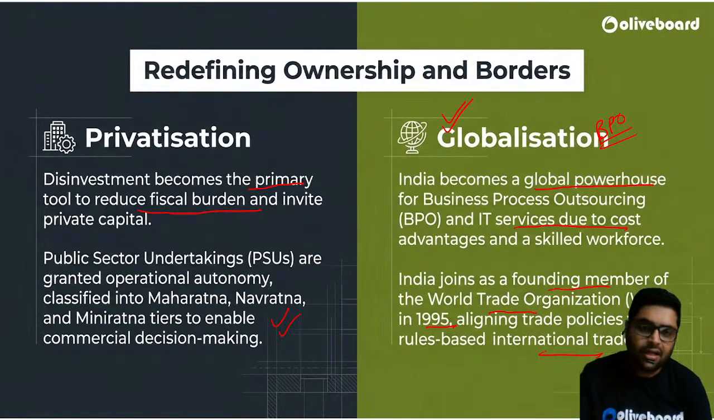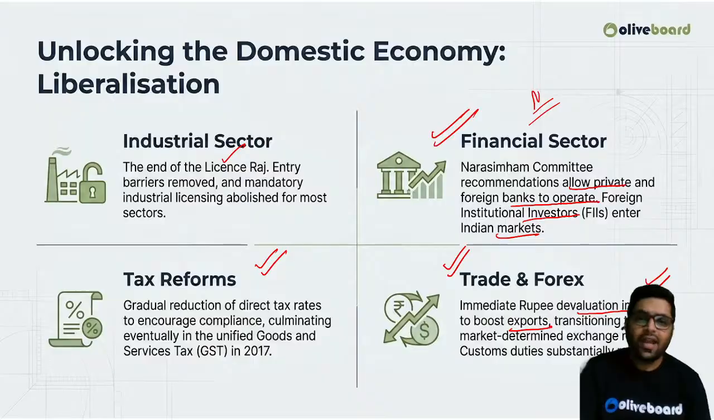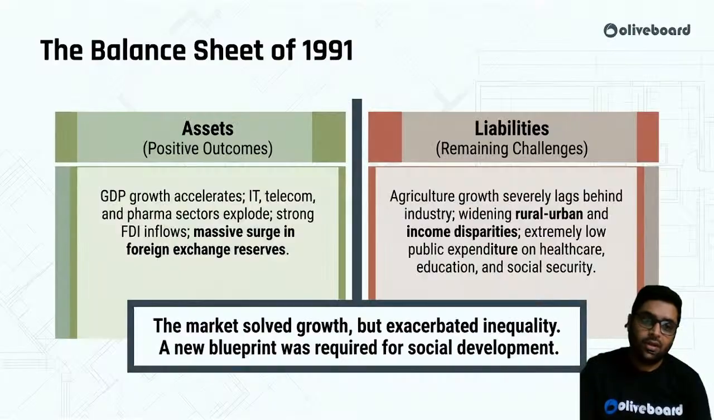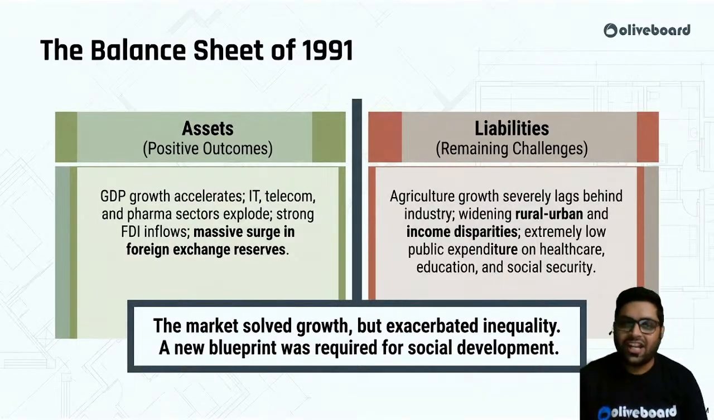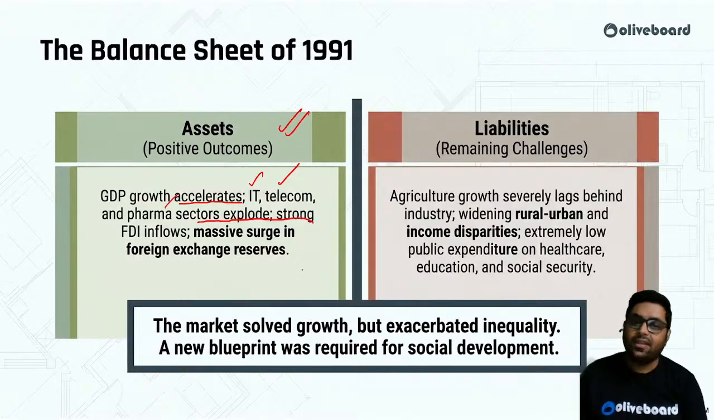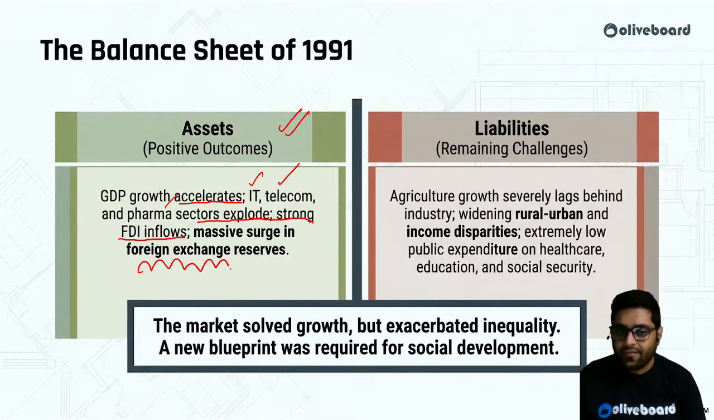Okay. Are we clear till here? Any doubt, you can let me know. So we had done the LPG reforms. Okay. Balance sheet of 1991. Now what were the positives? Assets, positive outcomes of these reforms. Growth started accelerating. GDP growth rate started accelerating. IT, telecom, pharma, these sectors exploded like anything. Strong FDI inflows were there. Foreign direct investment started coming in. There was a massive surge in foreign exchange reserves. So there were so many positives to it.